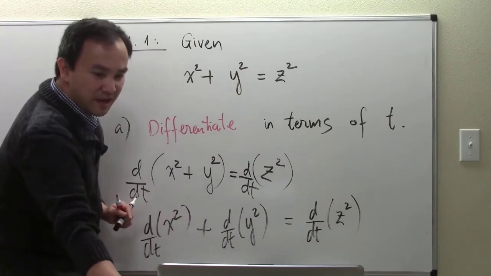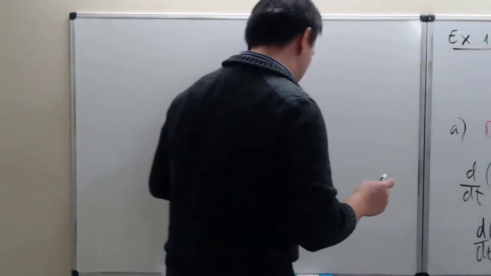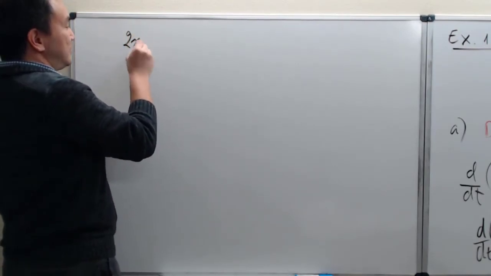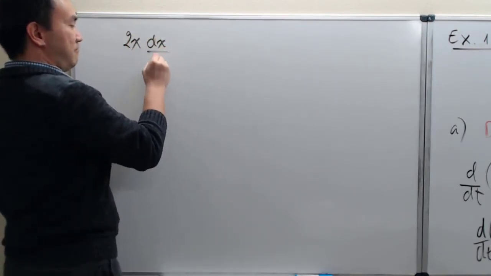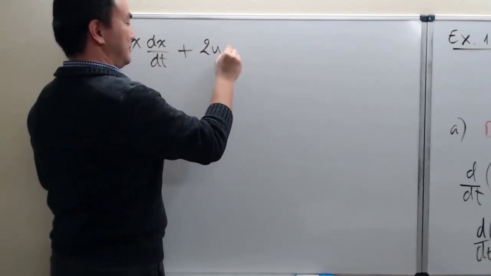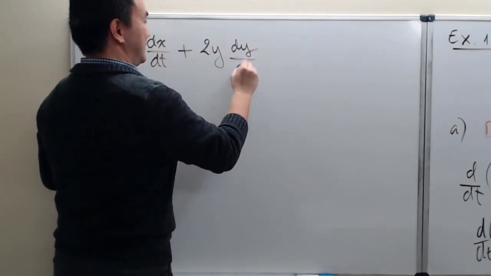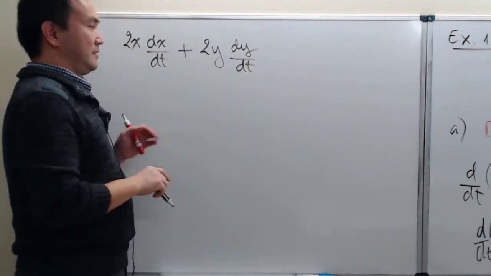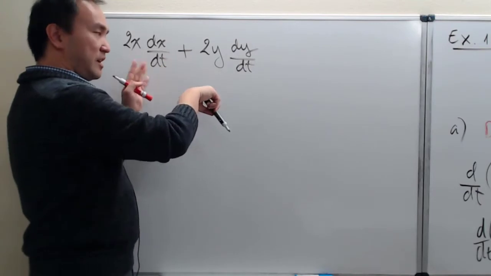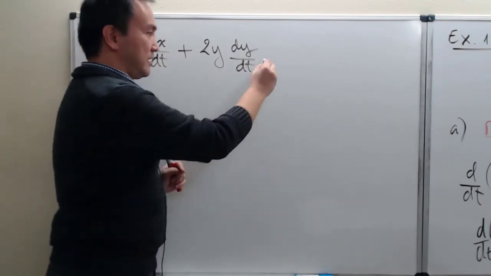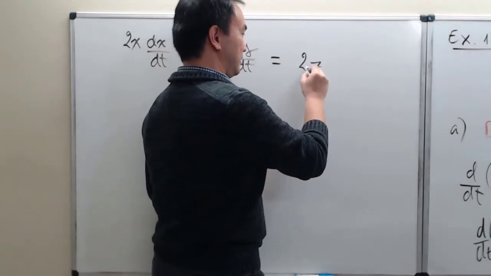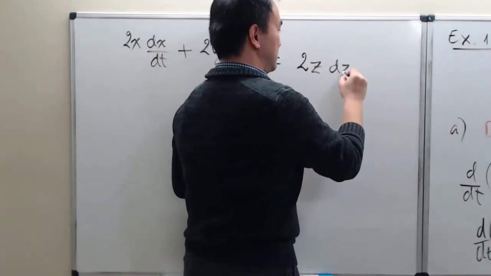Okay, so now putting all the pieces together, we're looking at 2x multiplied with dx dt, plus 2y multiplied with dy dt, and that takes care of the 2 derivatives found on the left hand side. Let's now move on to the right hand side. That equals, and now 2z, multiplied with dz dt.